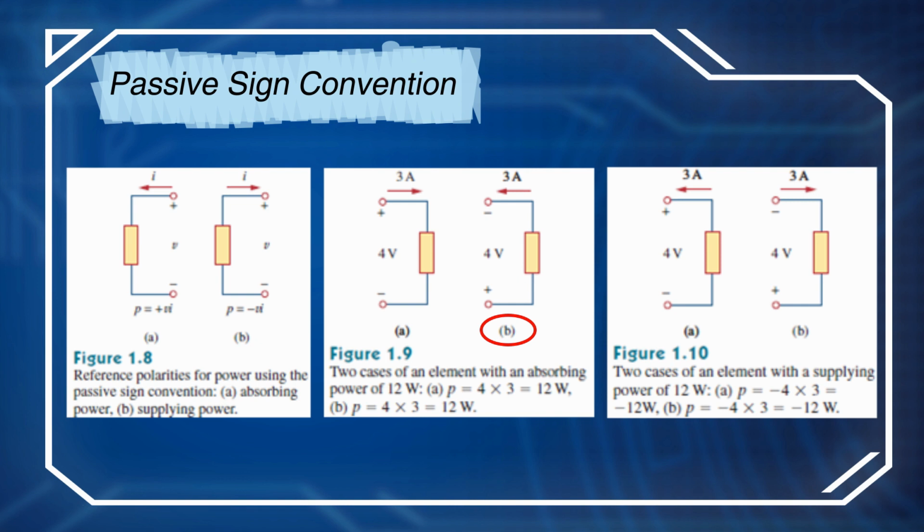In Fig 1.10, for both graphs A and B, we can find the current of 3 amperes enters the element through the negative polarity of the voltage 4 volts. So for both graphs, we calculate the power P equals minus 4 multiplied by 3, and we get minus 12 watts. That means the power is supplied by this element.